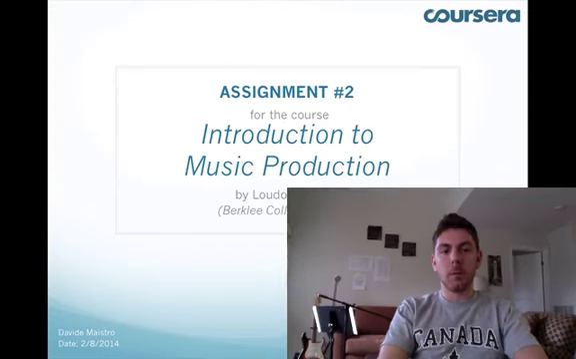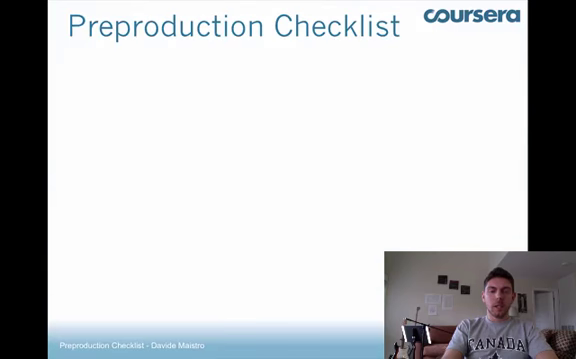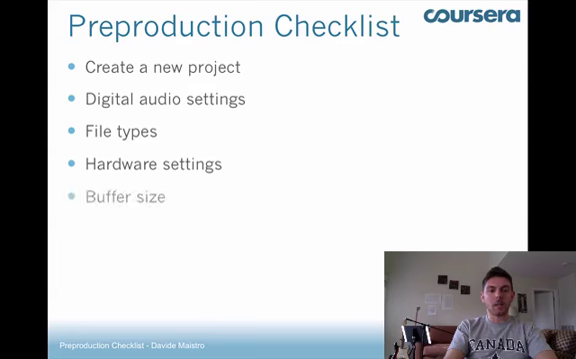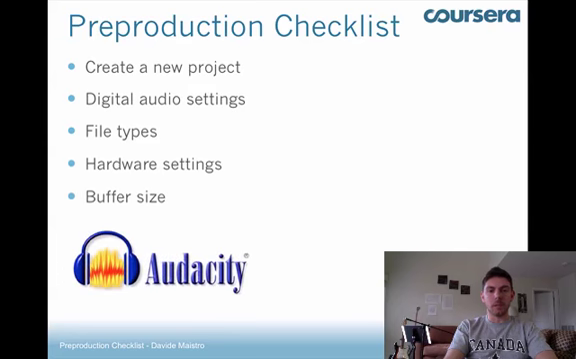I chose my topic for assignment number 2 and I will talk about the pre-production checklist. I will show you how to create a new project, how to set the digital audio settings, how to choose the file types, the hardware settings and the buffer size. The DAW that I chose is Audacity.